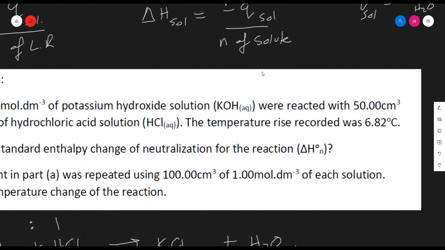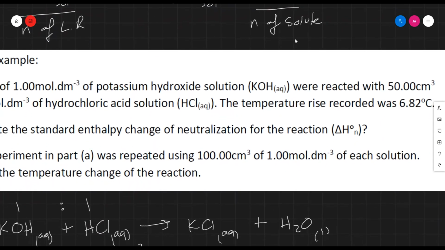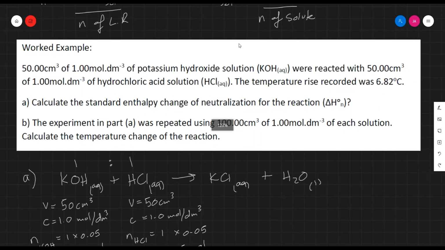I'll start by solving this example here. Okay, so I've worked out this example and I would like to go over it with you. It states that 50 centimeters cubed of 1 mole per decimeter cubed solution of potassium hydroxide, KOH, were reacted with 50 centimeter cubed of 1 mole per decimeter cubed hydrochloric acid solution.